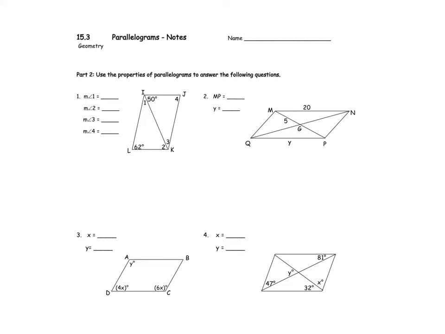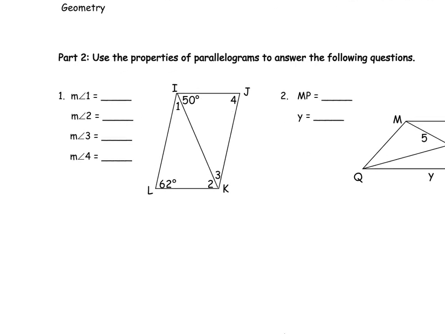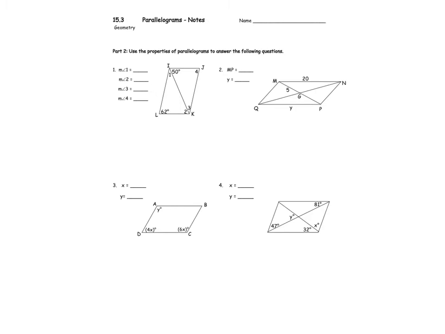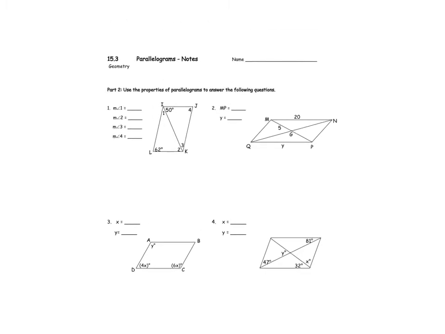Now let's apply those four properties into finding different angles and different sides. So let's start on number one. I'm given that IJKL is a parallelogram, because they said use the properties of a parallelogram to answer the following questions. So that means that all those figures are parallelograms.